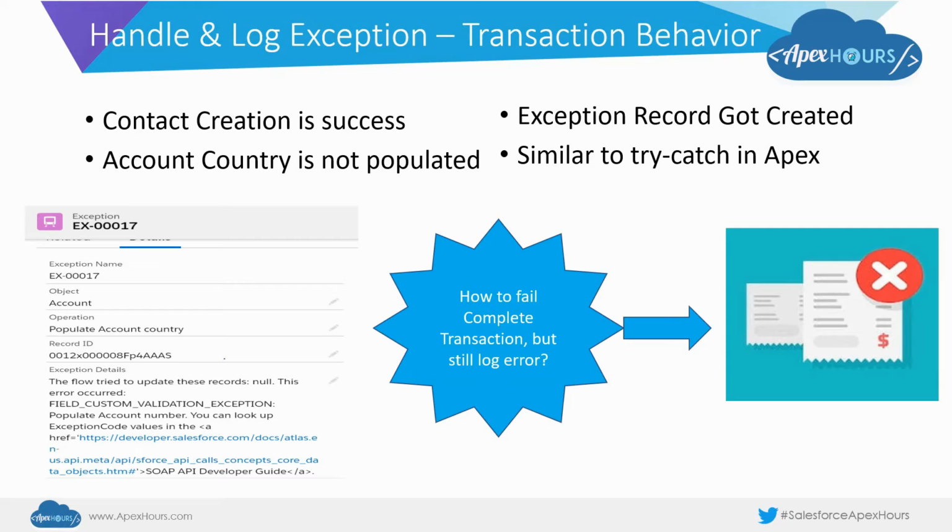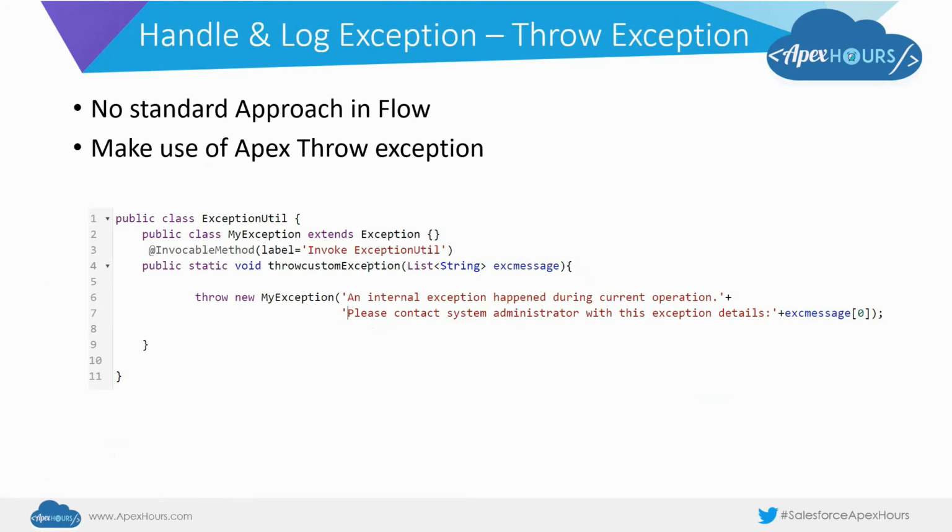But if something goes wrong and you want to fail the complete transaction, what can we do? This can be our requirement in some cases, right? If something is getting failed, you don't want the entire transaction to be success. Instead, you would like to roll back all the changes, but you want to still log the error. How can we do that? There is no standard approach available in Flow for this.